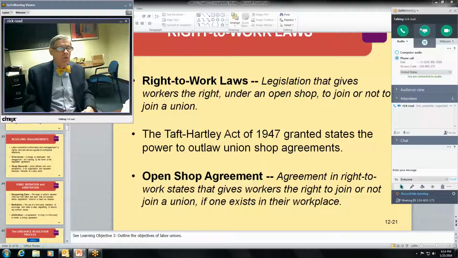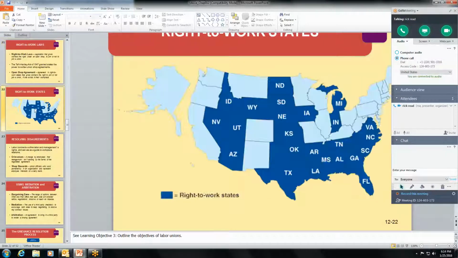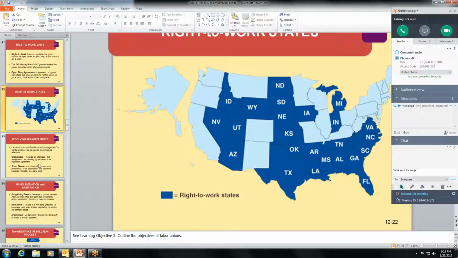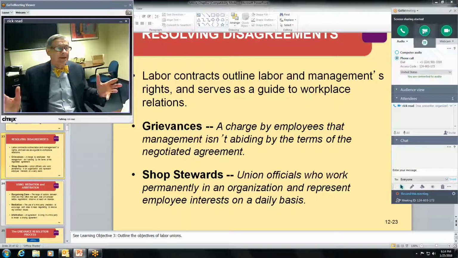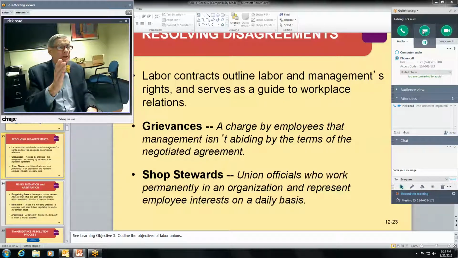These are the right-to-work states. You can see this graphic in your text. Now this is how we resolve grievances for a labor contract. This is what the contract outlines: the rights of the worker, the union member, and what management can do.